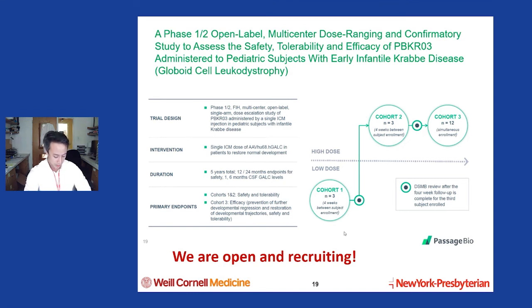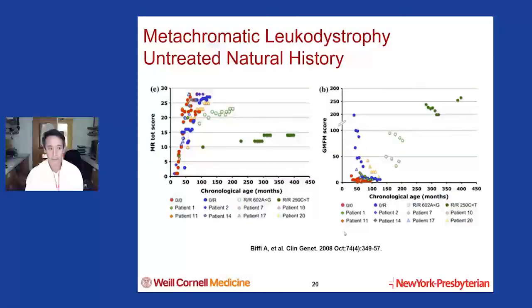And so in the last 5-6 minutes I have, let me move on to metachromatic leukodystrophy. So this is, again, we're going to do untreated natural history. And very similarly, if you look at the MRI total score of patients diagnosed with MLD, the higher the score, the more disease you have on your MRI. You can see it rises pretty rapidly. Patients become pretty sick within 3 to 4 years old.